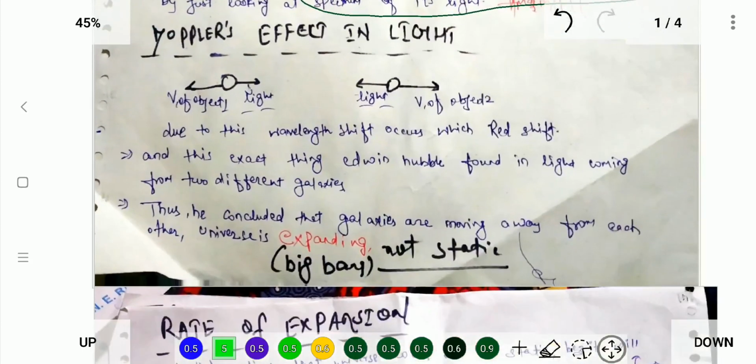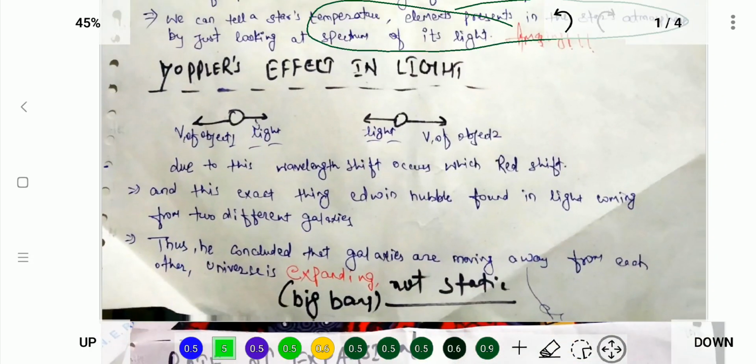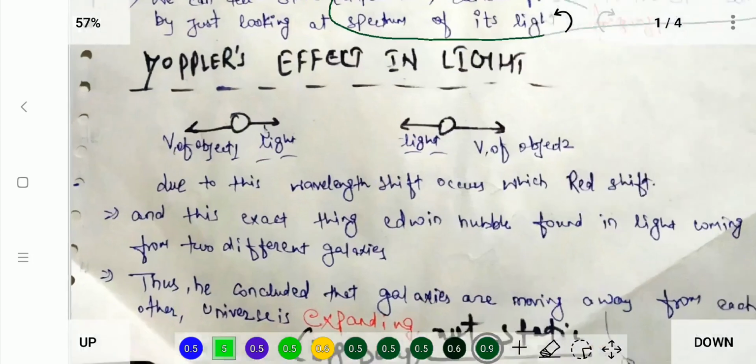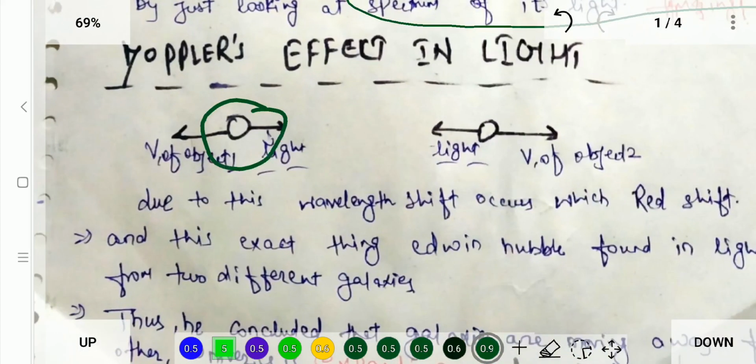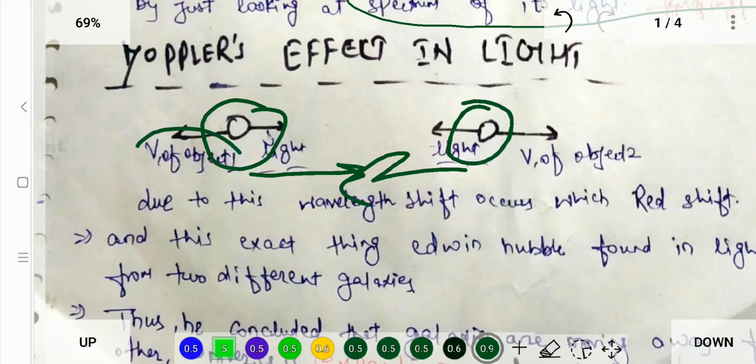Now you might have heard of the Doppler effect in sound. Let me introduce you to the Doppler effect in light. So consider this scenario. This is object A, this is object B. Suppose this is emitting light in this direction, this is emitting light in this direction, and this object is traveling in this direction and this object is traveling in this direction. That means they are emitting light in opposite directions and the velocities are in opposite directions.